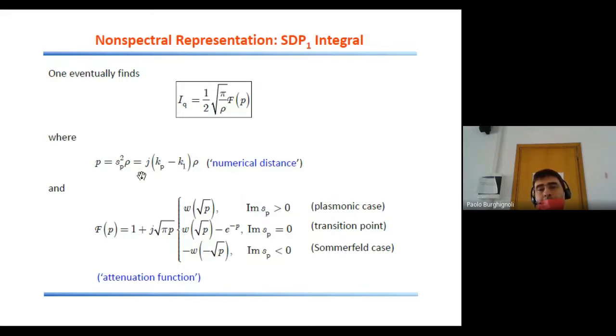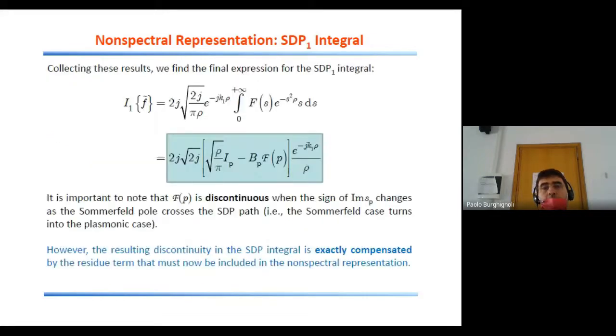And p, the argument of this attenuation function, is the so-called numerical distance, again, a historical denomination. This is nothing but the product of the distance rho, the actual distance in meters, times the difference between the Sommerfeld wave number pole, kp, and the branch point k1. Okay, so this is a distance weighted by the difference between the wave numbers of the pole and of the branch point. And in turn, the attenuation function, depending on the sign of the imaginary part of the Sommerfeld pole, can be expressed in terms of different combinations involving the Faddeeva function, which means in turn the error function. So by collecting these results, the final expression for the steepest descent path integral number one is the one given here in the box, involving the attenuation function F.